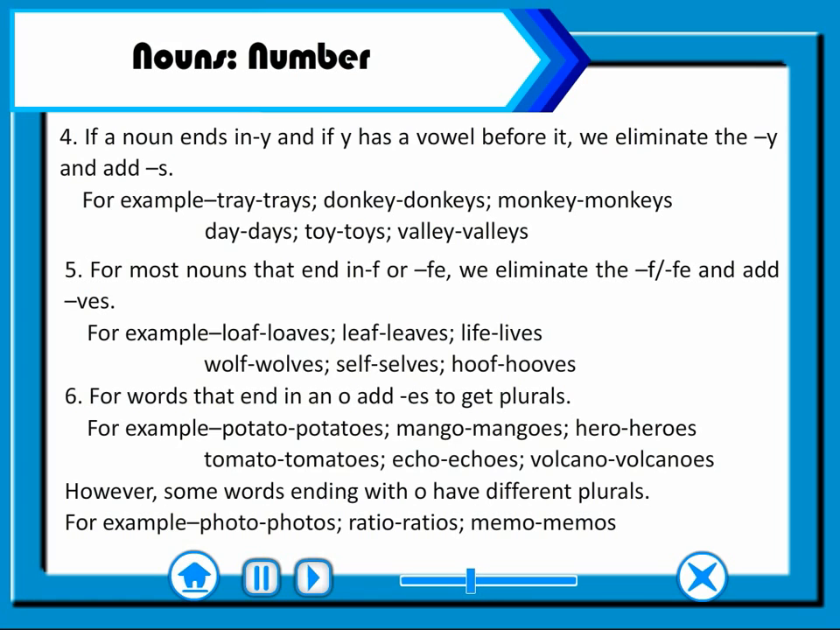For words that end in an o, add es to get plurals. For example, potato, potatoes, mango, mangoes, hero, heroes, tomato, tomatoes, echo, echoes, volcano, volcanoes.